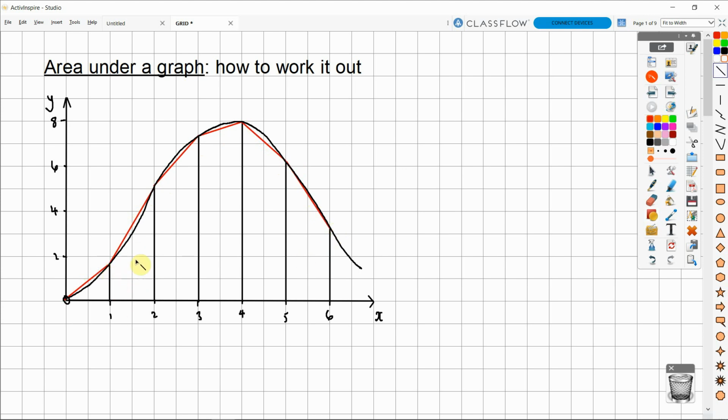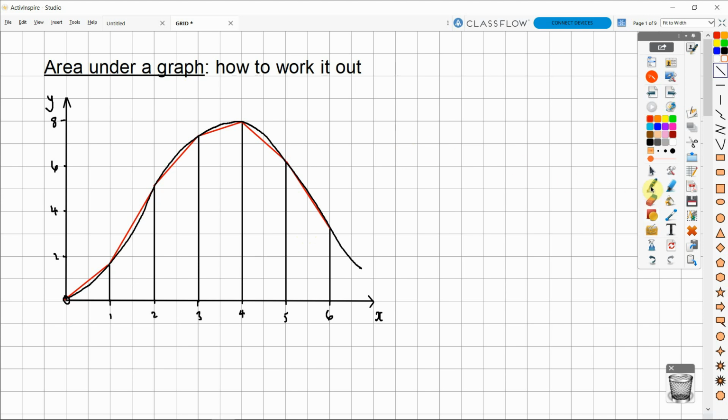I hope you can see that this trapezium is an overestimate for the area because the curve itself is lower than the red line, whereas this trapezium is an underestimate of the area because this is above the red line. So what we're going to do is work out each of these 6 areas, add them up, and that will be our approximation for the area under the curve between x equals 0 and x equals 6.